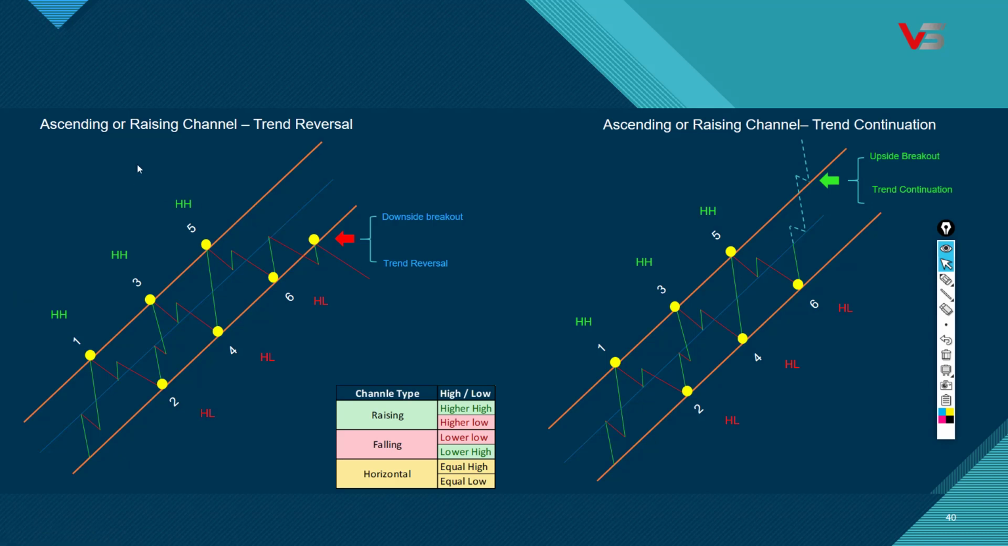This is the ascending or rising channel. I have shown the trend reversal and trend continuation, both charts, here. To draw the channel, we must have two lines. One is support and another one is resistance. This is support and this is resistance.